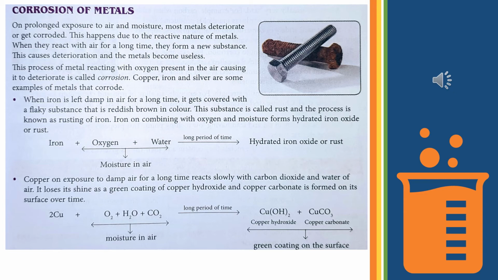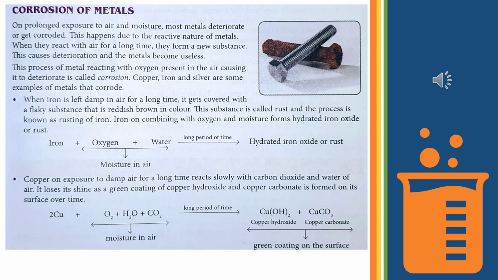Copper, iron, and silver are some examples of metals that corrode. Yes, you heard it right, silver also corrodes. When you purchase new silver, it is of whitish color, but after wearing it for a continuous prolonged time, when it reacts with sweat and the gases in the atmosphere, it becomes blackish, or grayish in color. So that is the corrosion.